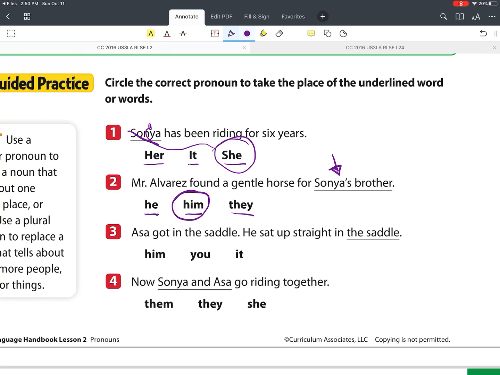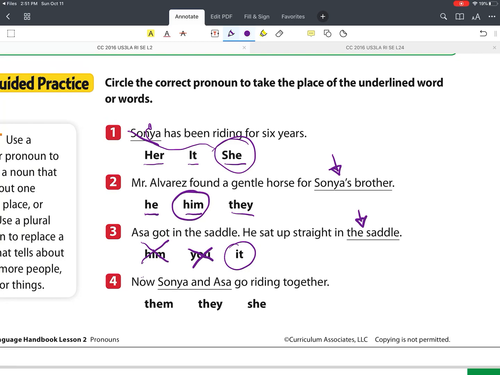Asa got in the saddle. He sat up straight in the saddle. How could we replace the saddle? He sat up straight in him. No, he's not sitting on someone. He sat up straight in you. No, he sat up straight in it. Yeah, it's talking about the saddle. He got in the saddle. He sat up straight in it.